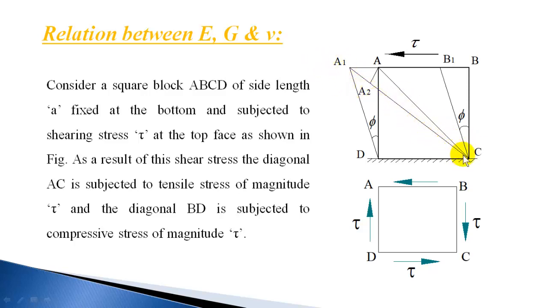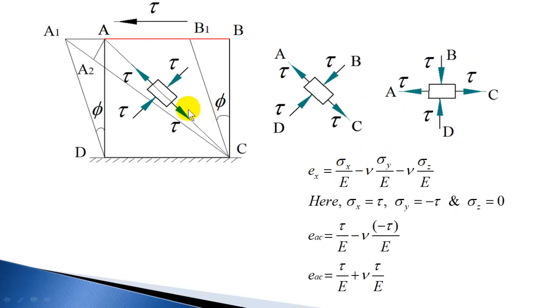So the diagonal that has increased in length is A1C, and the diagonal BD is actually getting shortened. This was the initial length, and it has reduced because B has moved to B1. So one diagonal is getting increased, and the perpendicular diagonal is getting reduced. In fact, when it is subjected to stresses like this, if it is pushed like this, this diagonal will elongate. If it is pushed in the opposite direction, BD will elongate.